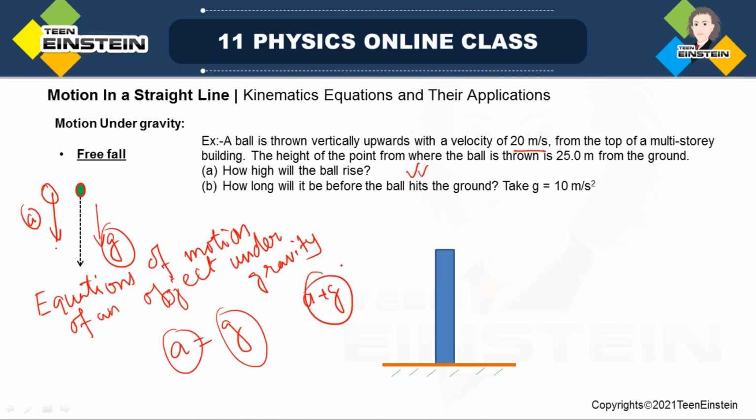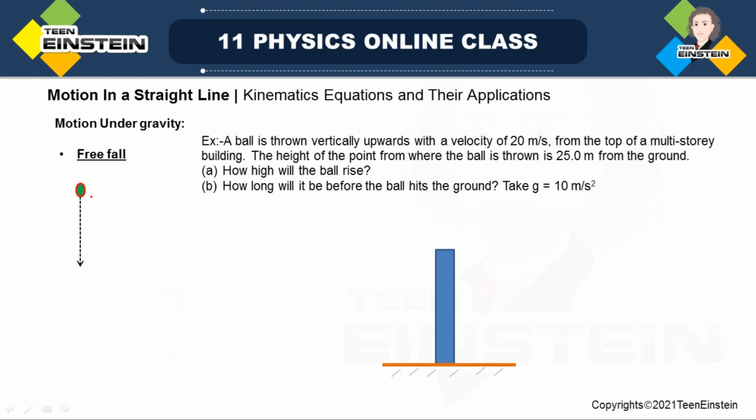Okay, so suppose we are just releasing an object of mass m at this point A, which is at height h, and this is hitting the ground. Just before it hits the ground, the total time elapsed is t. Then how do I write the equation of motion? The final velocity will be v equals u plus g into t. Instead of a into t, you have to write this.